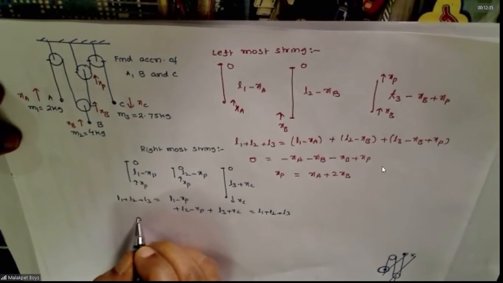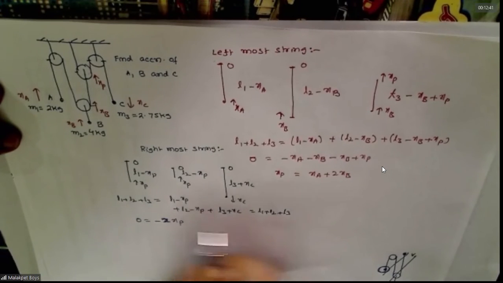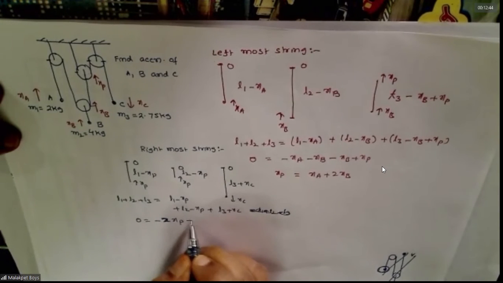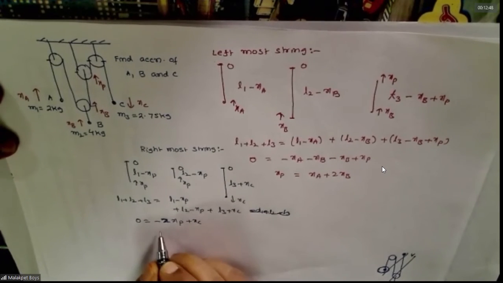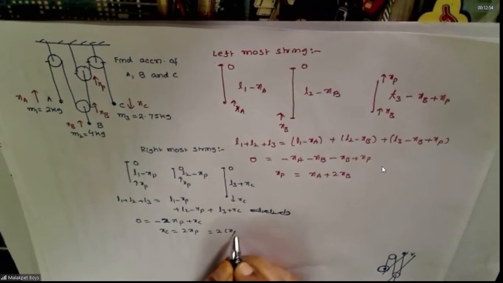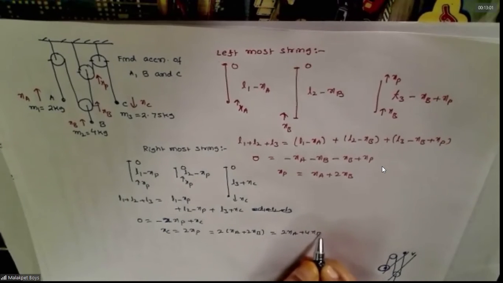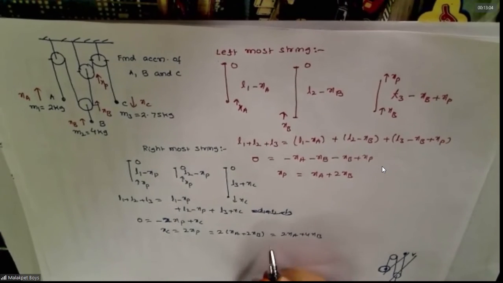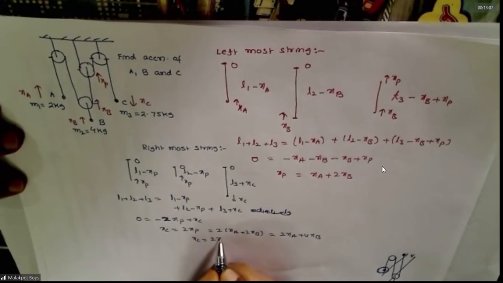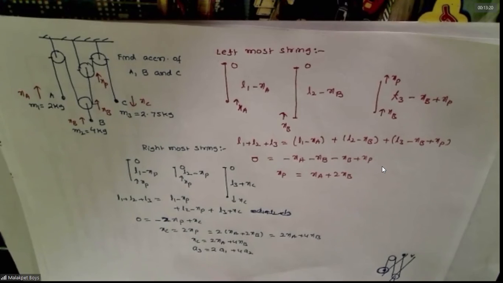So after cancellations, minus 2xp plus xc. So this gives you what? xc equals 2xp. Understood this? That means 2 into xa plus 2xb, that gives you 2xa plus 4xb. Agreed? Upon differentiating, you have xc equals 2xa plus 4xb. That means I will take this acceleration as a3, this is a1, this is a2. Understood this? Yes, sir.